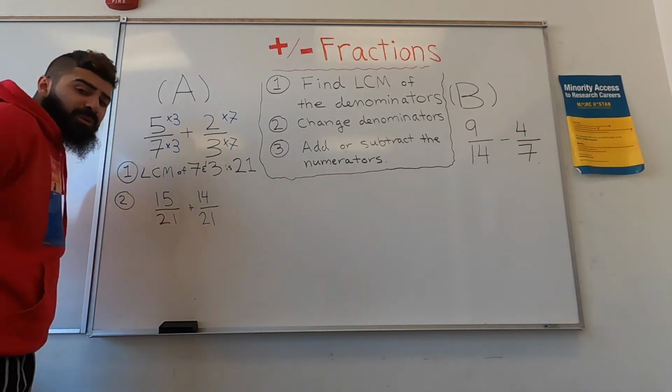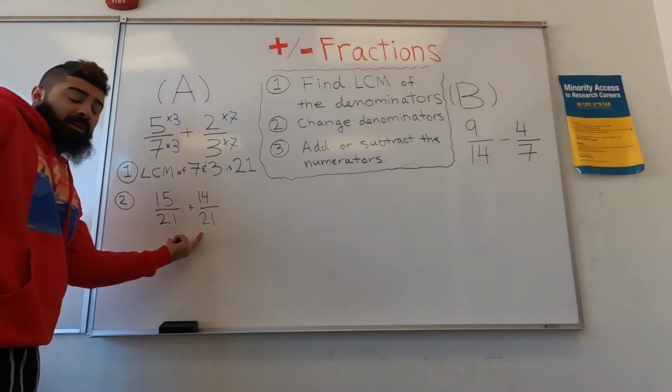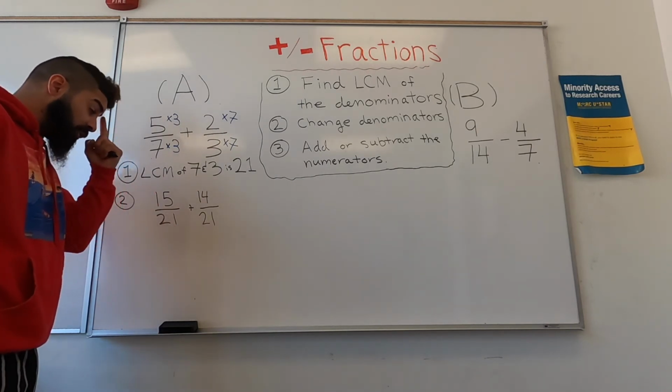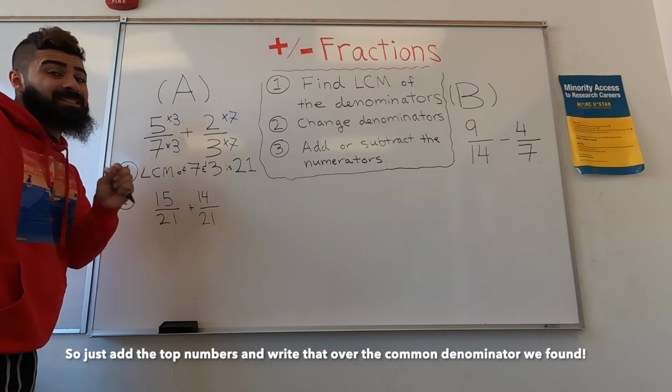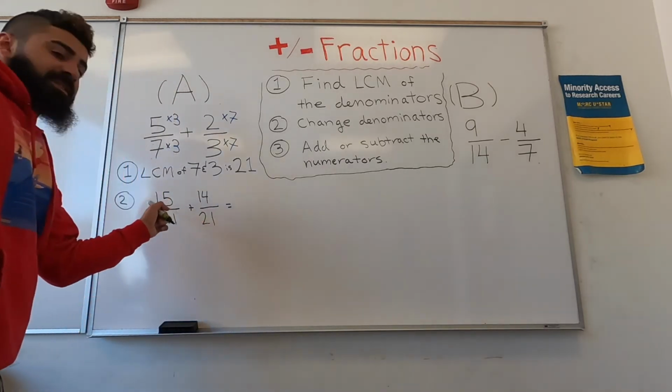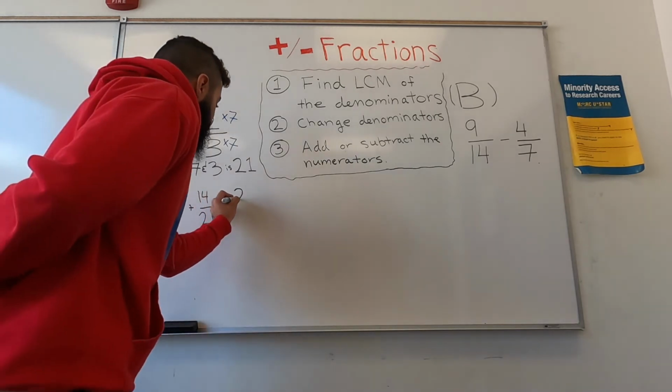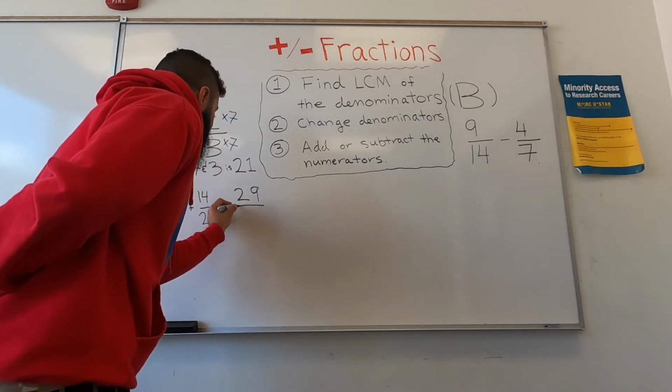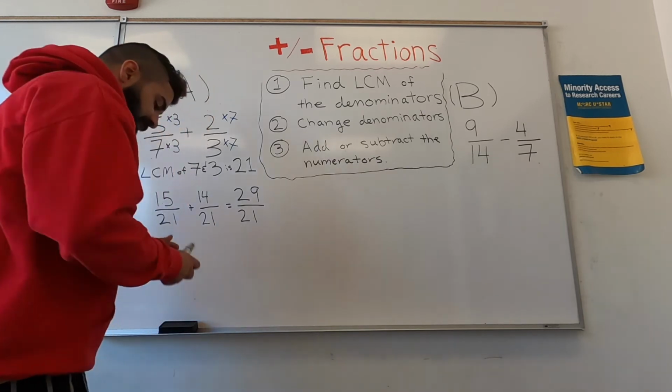Okay? And then now when we have two fractions where the denominators are the same, all you do is add up the numerators and it's still the same denominator. So this is actually going to equal 15 plus 14, 29, right? Same denominator over 21 is the answer.